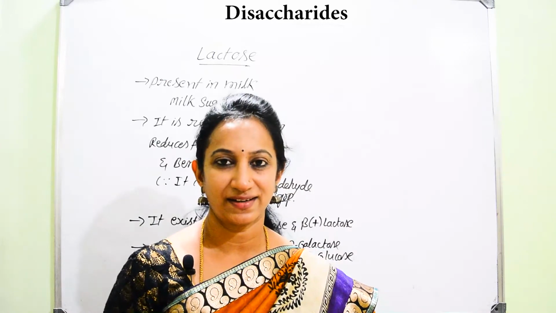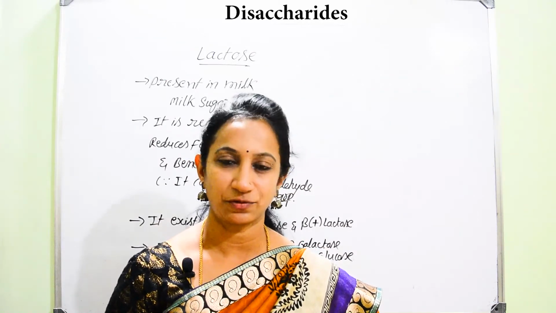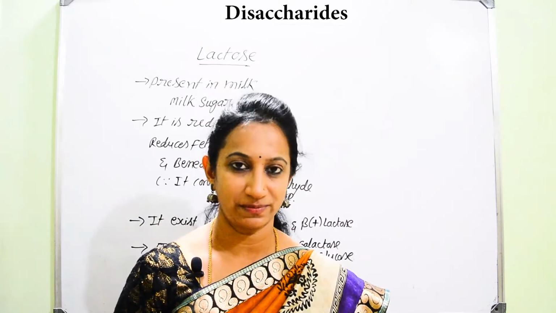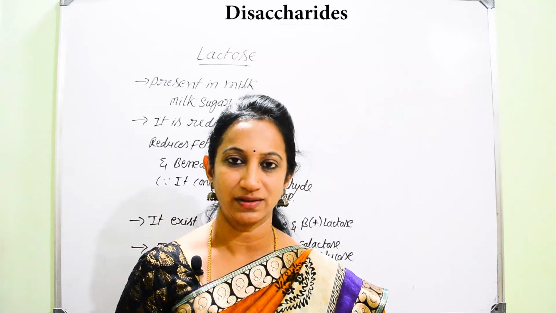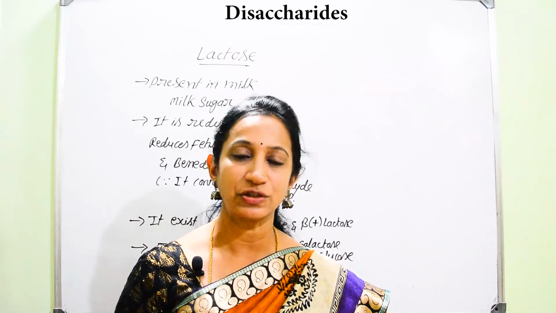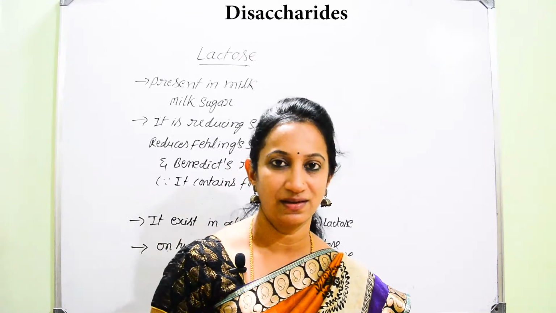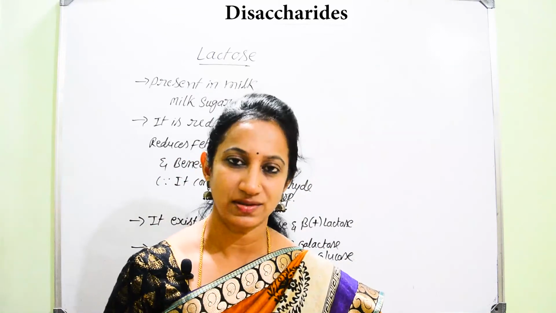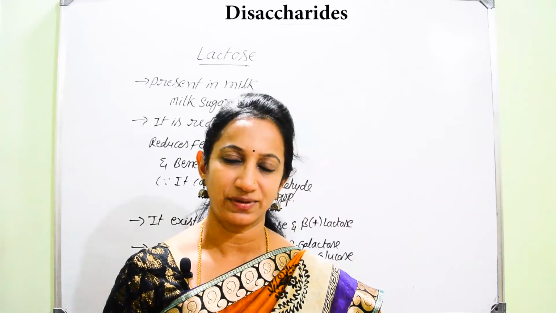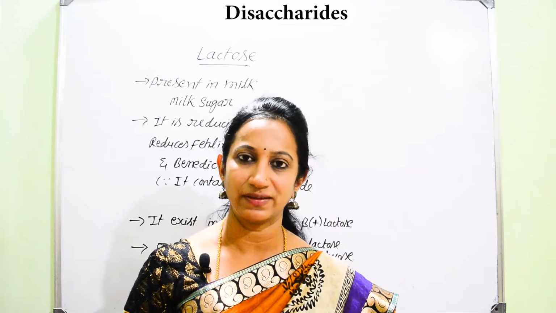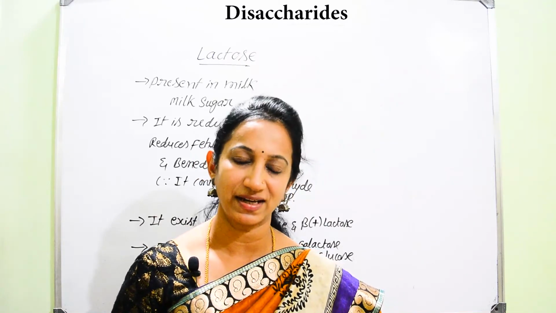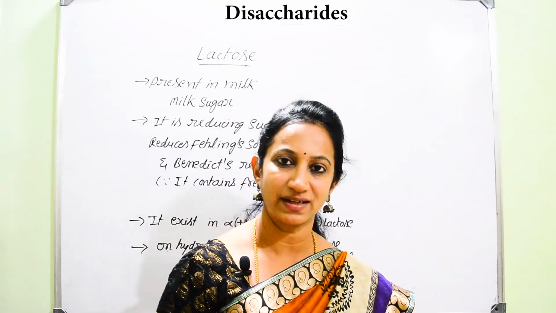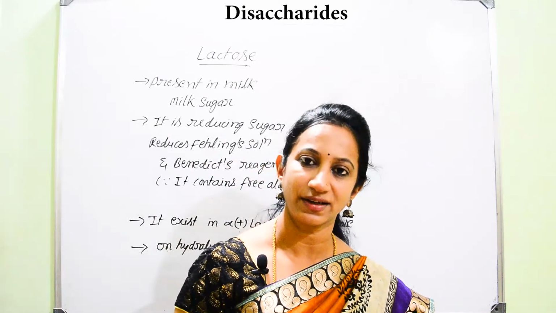The next disaccharide we are going to learn is lactose. As you know, lactose is rich in milk, so it is also called milk sugar. Now this lactose includes two monosaccharide units: one is galactose, another one is glucose. Hence we can call it a heterodisaccharide, as it contains dissimilar monosaccharide units.